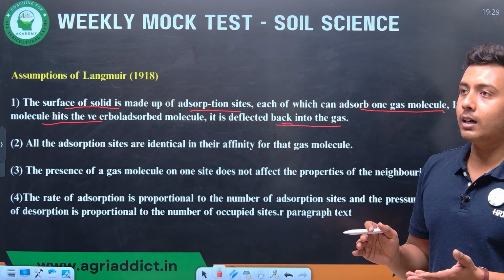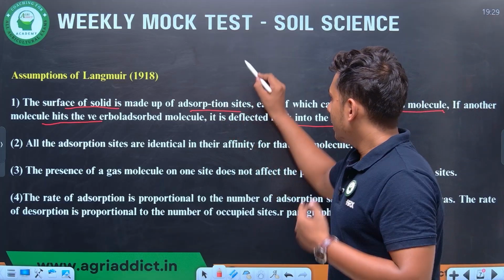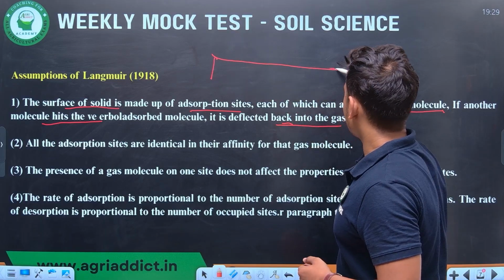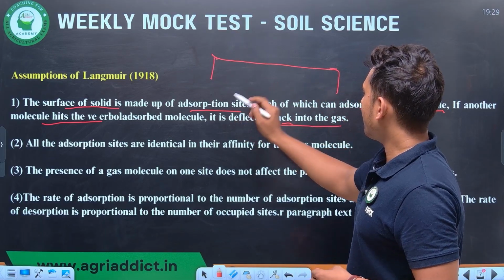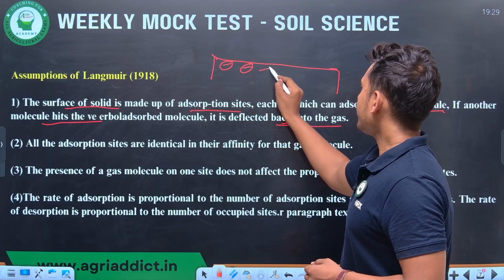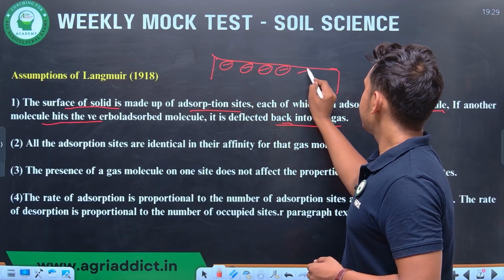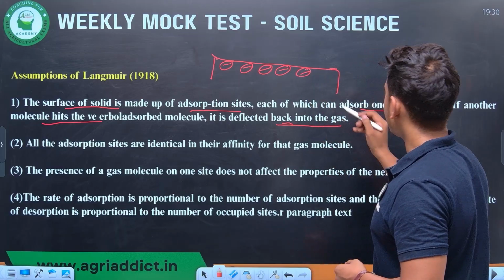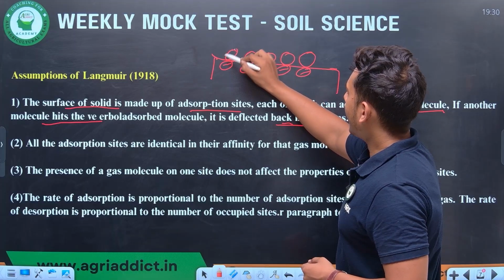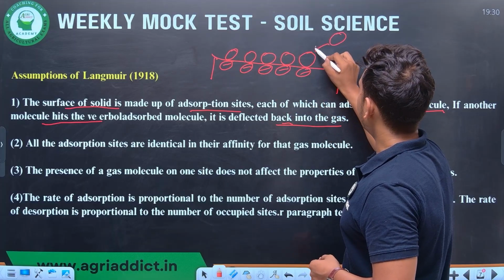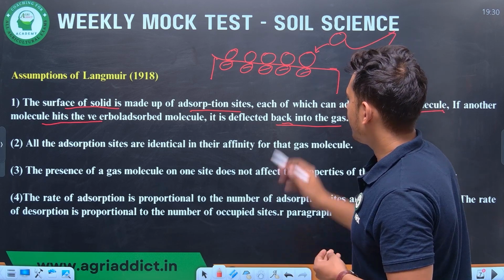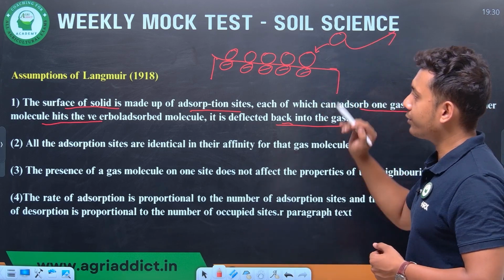By this we can understand that the solid surface is made up of adsorption sites, suppose negative adsorption sites, which can adsorb only one gas molecule. If another gas molecule tries to hit it, it will just be reflected back, it will be deflected. So this is the first assumption.